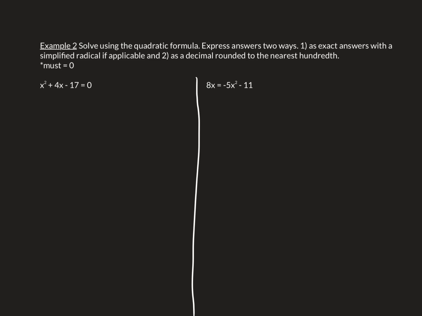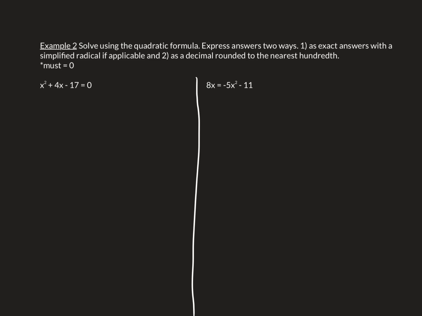And I'm going to tell you what I do when I'm solving using the quadratic formula: I find the discriminant first. It makes it less messy. It helps me know the direction I'm going. It helps me know if I'm going to have a radical in my answer.